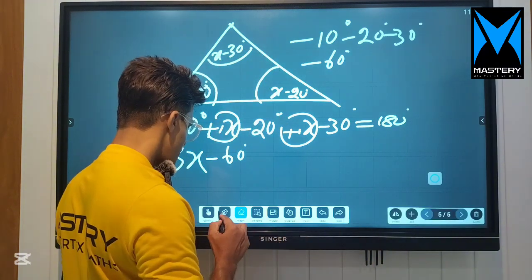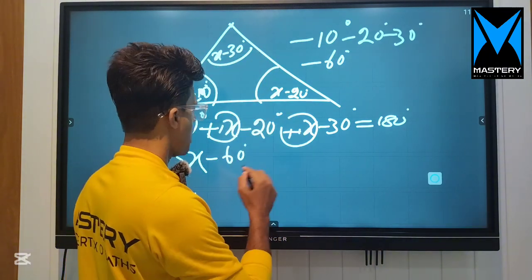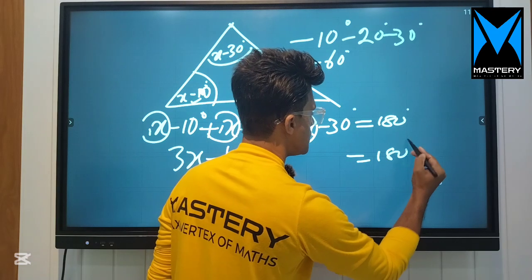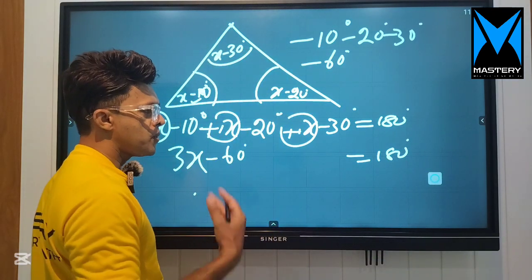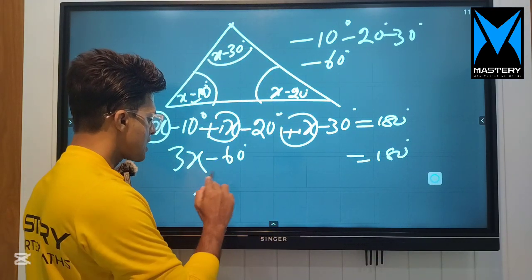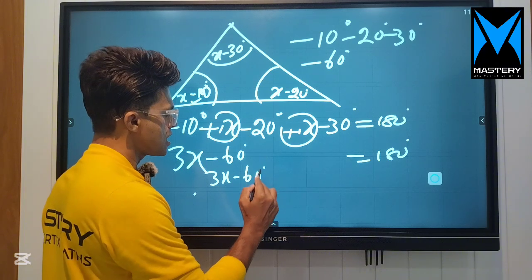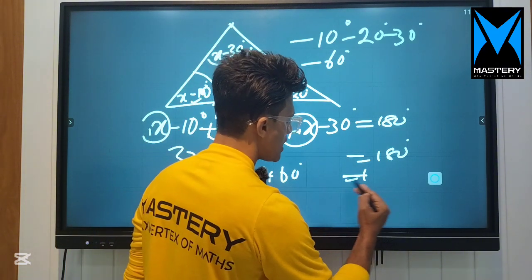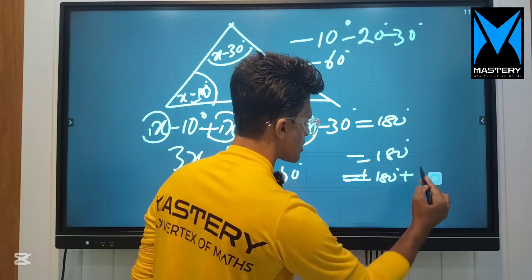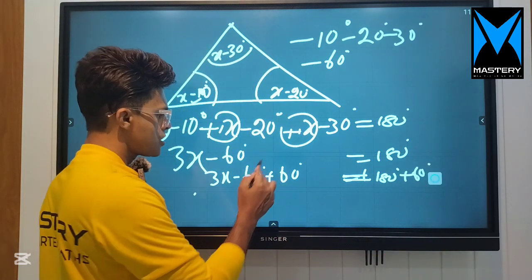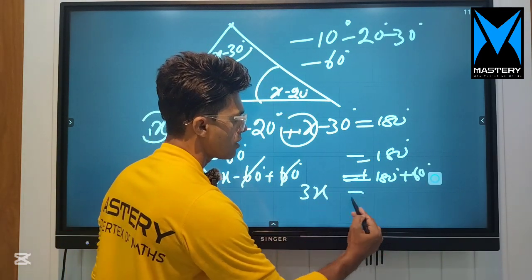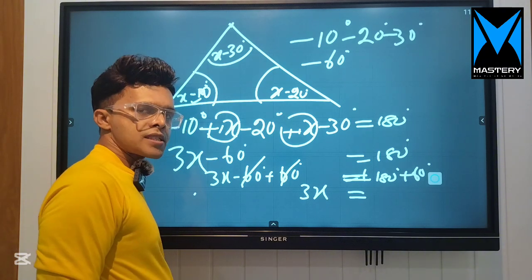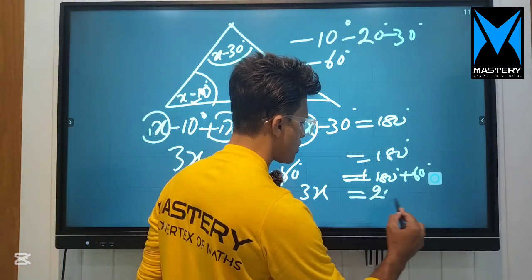So now we are able to get the value of x here: 3x minus 60 equals 180. Here is a simple equation. So to both sides we are able to add plus 60 degrees. Here minus 60, therefore we are adding plus 60 to both sides, so these two can be cancelled out. 3x equals 180 plus 60 degrees, which is 240 degrees.